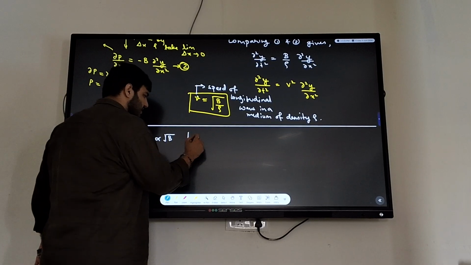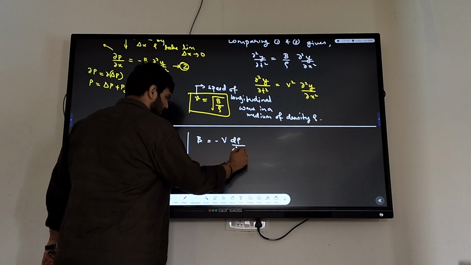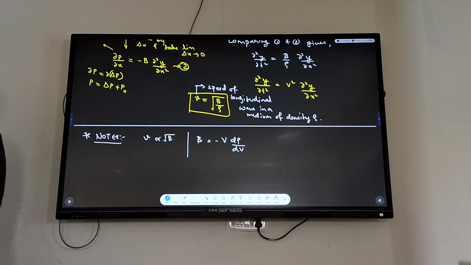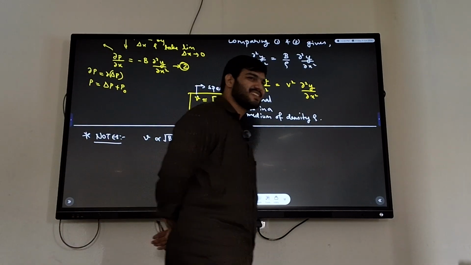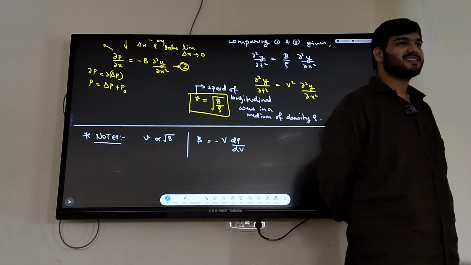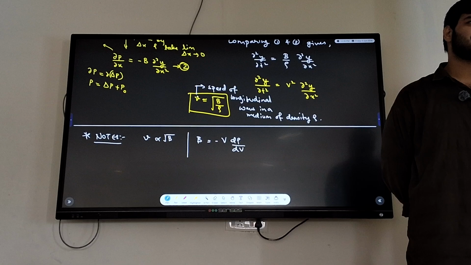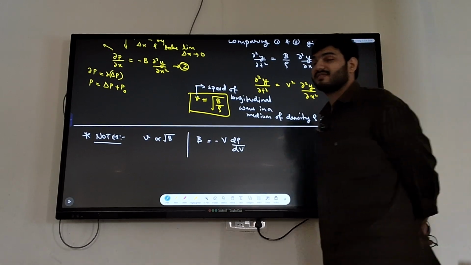What is the bulk modulus definition? Minus V dP by dV. I have written this now. Tell me now. What is that? Why are you randomly taking the name of any process? Array idiots. What does that dP by dV represent?